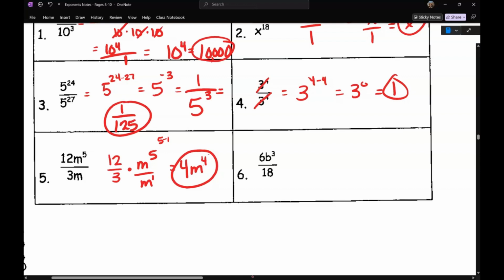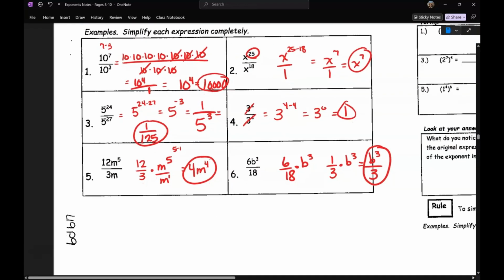All right, next one. We have 6 and 18, and then a b to the 3rd, but nothing in the denominator for b. That's okay. 6 over 18 is 1/3. And b to the 3rd, there's nothing to do there. We can't simplify that. So this ends up being 1 times b to the 3rd, which is b to the 3rd, over 3. That's as far as we can go because we don't know what b is.